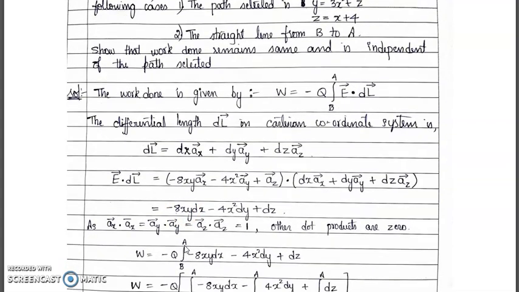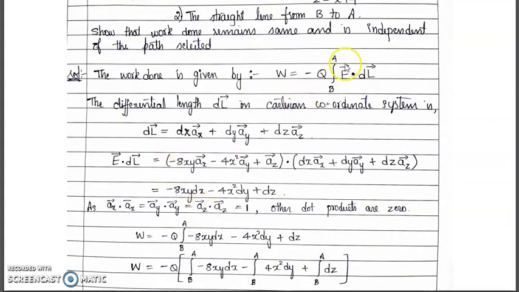Now substituting this in the equation, you will get W is equal to minus Q, the integration from B to A, of minus 8xy dx minus 4x square dy plus dz. So here the limit for the integration with respect to dx should be with respect to x. Here we are integrating with respect to y, so the limit should be with respect to y. And here we are integrating with respect to z, so the limit should be with respect to z.